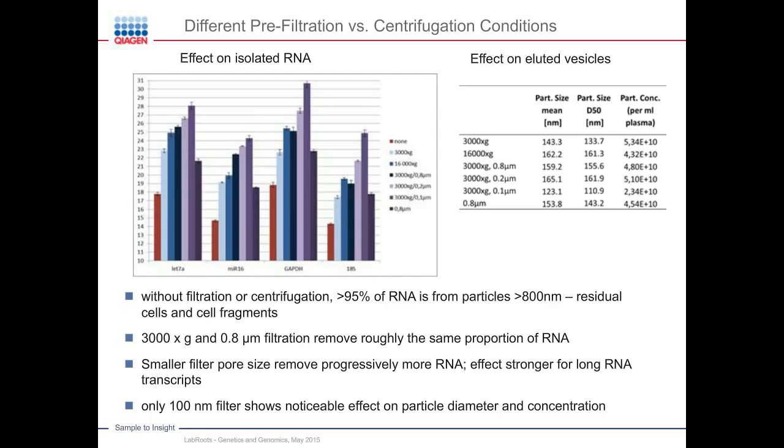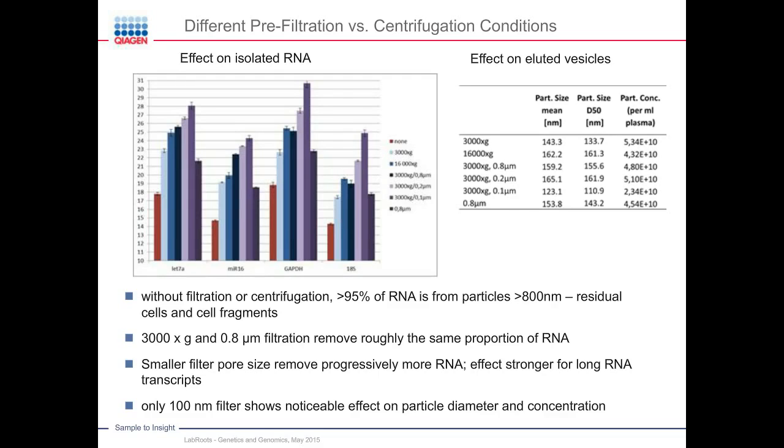So 90% is in fragments or vesicles, probably cell fragments, that are larger than 800 nanometers. This is basically not what people are usually interested in. Like I said, this is apoptotic fragments and the like. Then I said we recommend 800 nanometers or 3000 G centrifugation, and you can see for all 4 transcripts that we tested here, the bars, the light blue and the dark purple, are very similar. So these 2 conditions gave roughly the same results in our hands.